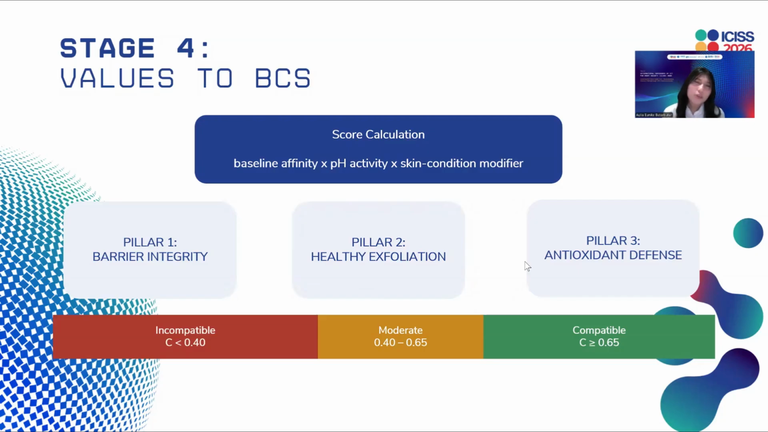But we don't evaluate a product in a vacuum. We group the enzyme interactions into three functional pillars: barrier integrity, healthy exfoliation, and antioxidant defense. So, we compute a specific pillar score. The system aggregates those compatibility scores, scales them by the ingredient's concentration, and applies a 130 multiplier to map the result on a standardized scale from 0 to 100.